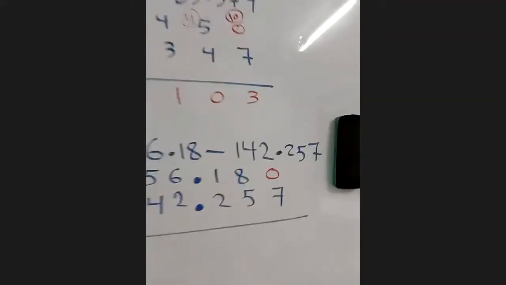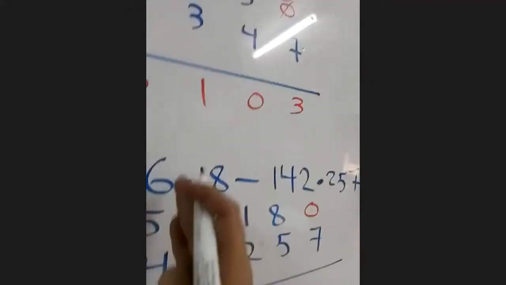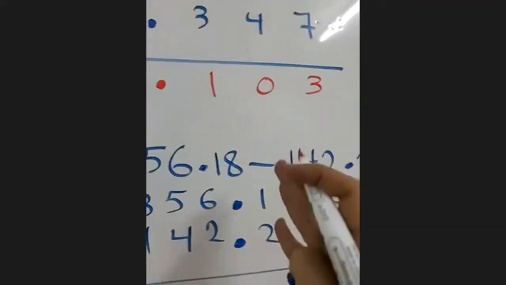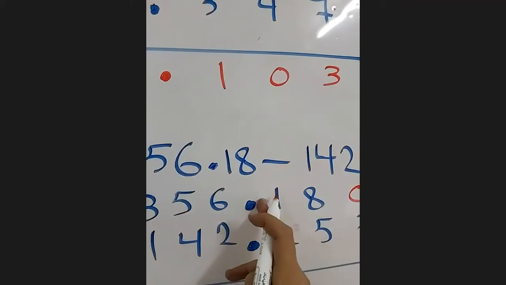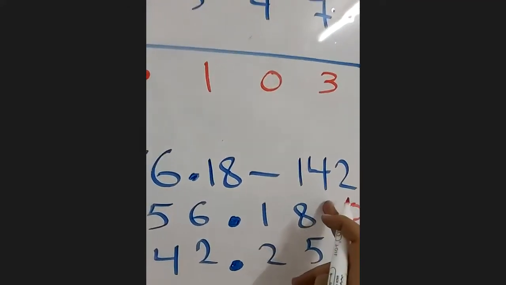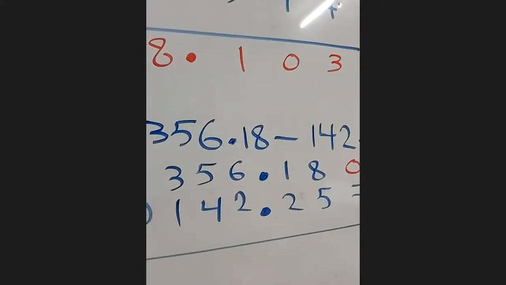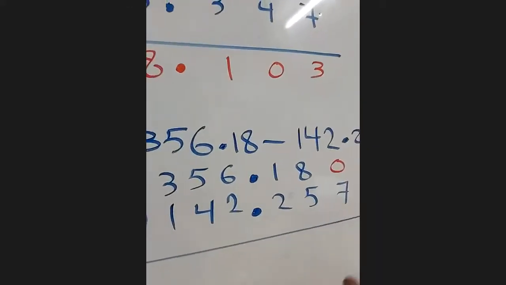And guys, make the columns more over each other. Not the 1 here and the 2 here. The 8 here and the 5 here. Otherwise it will be mansaf, confused. Okay, it won't be math.